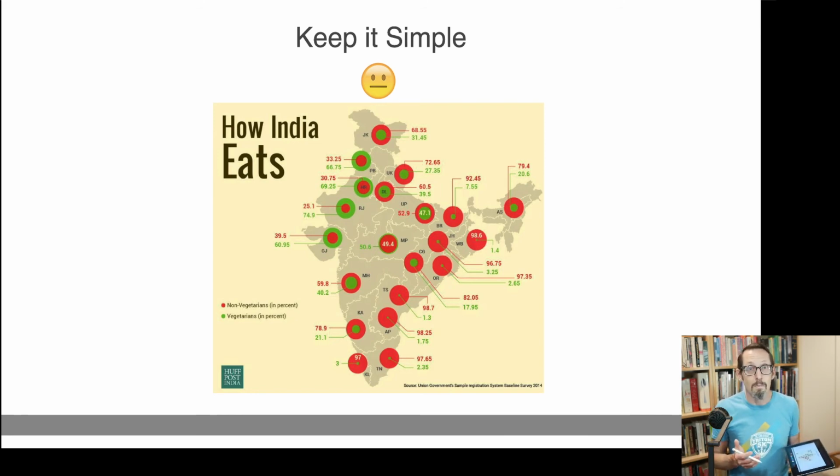You know what would be a much better choice here? If you just actually colored the interior of this state of India, and you colored the area of it proportional to how many are vegetarian, green, and how many are not, red. Okay? That would be a less busy representation of the same geographic proportions. So that's a kind of cruft.